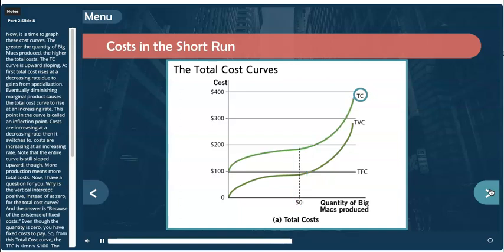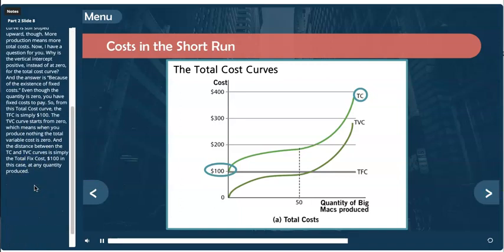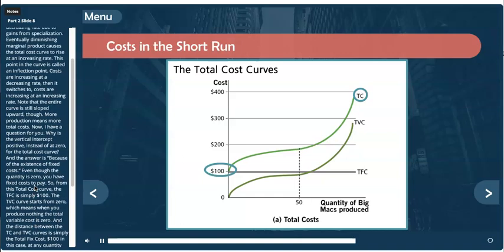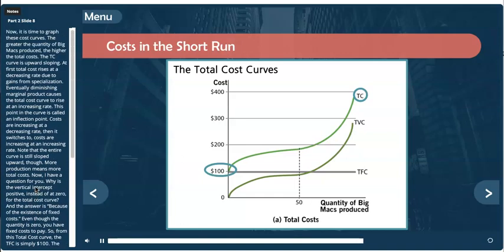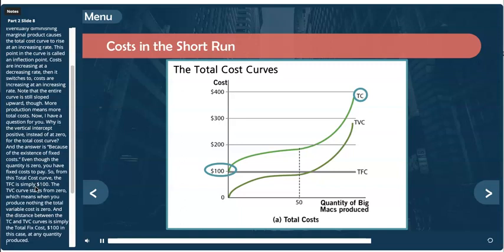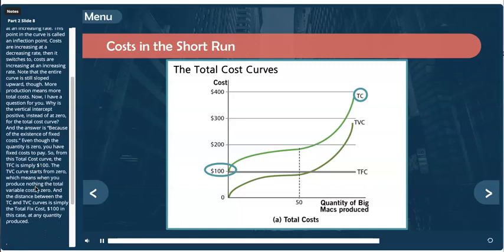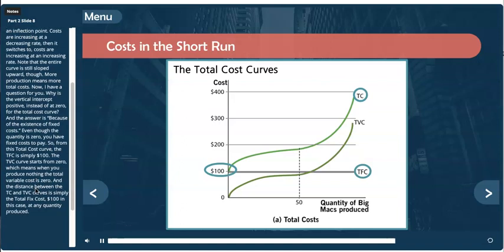Now, I have a question for you. Why is the vertical intercept positive instead of at 0 for the total cost curve? And the answer is because of the existence of fixed cost. Even though the quantity is 0, you have fixed cost to pay. So from this total cost curve, the TFC is simply $100.